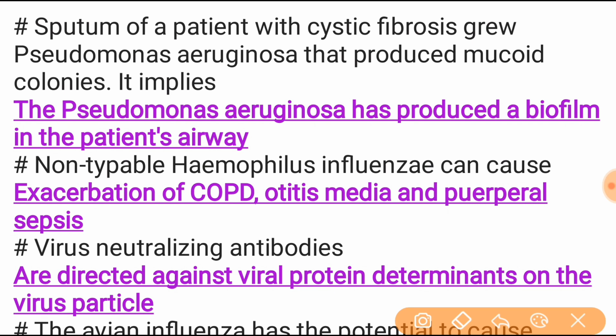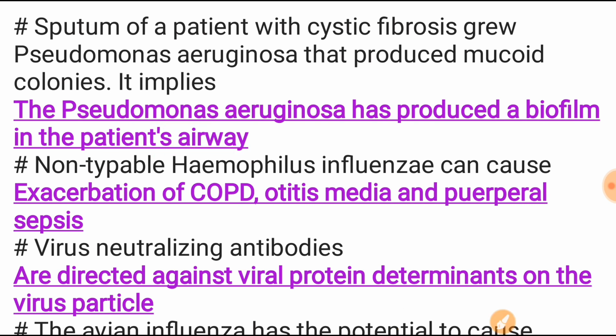Mucoid colony means the Pseudomonas aeruginosa has produced a biofilm in the patient's airway. The question also asks about the pseudomembrane biofilm. So this is the important thing to remember. If it is a long question, those types of terms are given so that you can easily identify the organism and the disease.